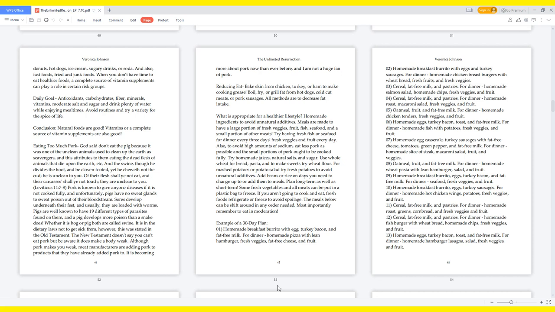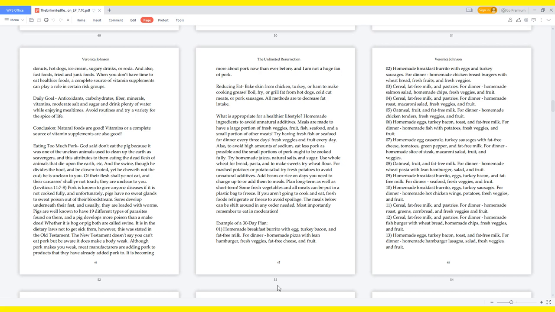Day 3: Cereal, fat-free milk, and pastries. For dinner, homemade salmon salad, homemade chips, fresh veggies, and fruit. Day 4: Cereal, fat-free milk, and pastries. For dinner, homemade roast, macaroni salad, fresh veggies, and fruit. Day 5: Oatmeal, fruit, and fat-free milk. For dinner, homemade chicken tenders, fresh veggies, and fruit.